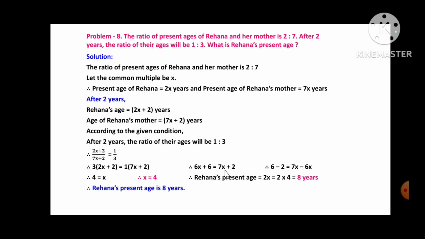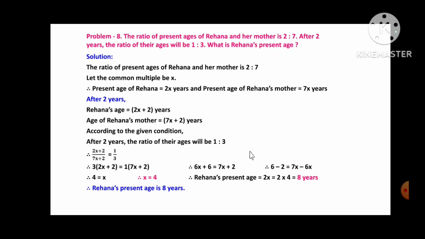Now this 2 is brought to the left, it will become 6 minus 2, and the 6x goes to the right, it will become 7x minus 6x. So 6 minus 2 is 4 and 7x minus 6x is x. Therefore x is equal to 4. Rehana's present age is 2x, that is 2 into 4, 8 years. So Rehana's present age can be written as 8 years.